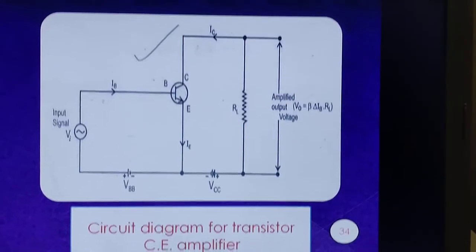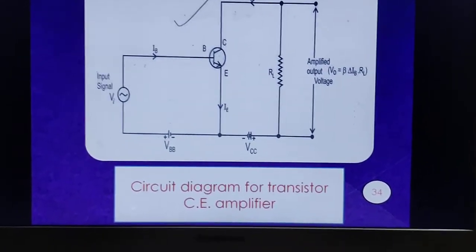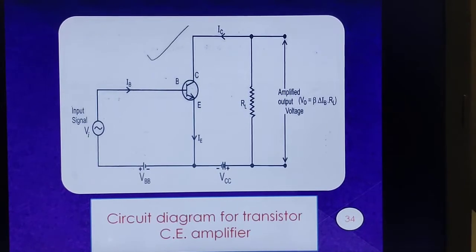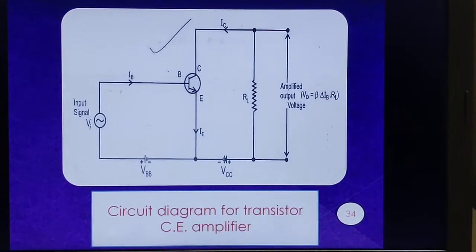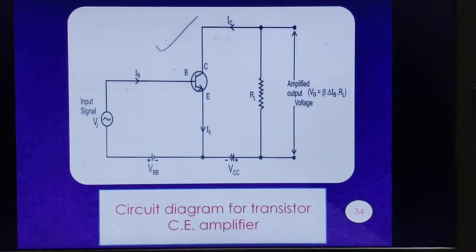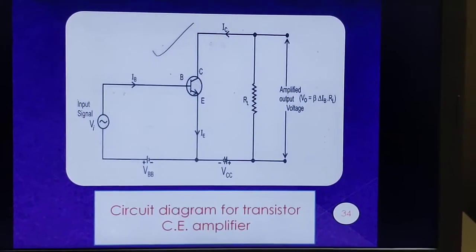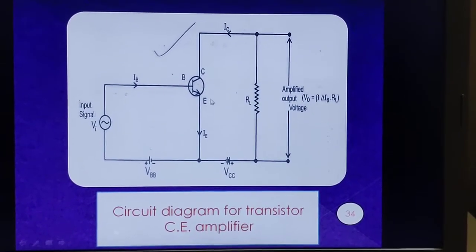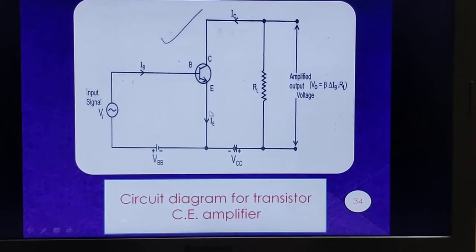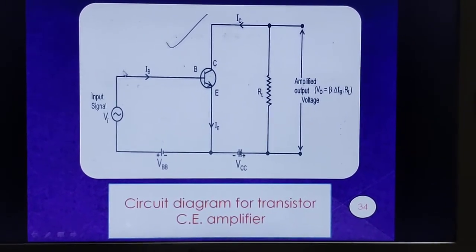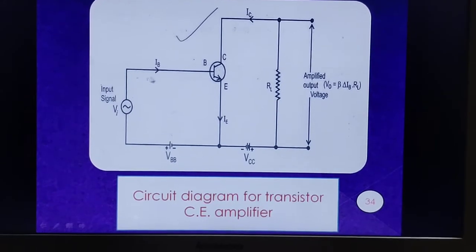Dear students, in this session we are going to study the circuit diagram for the transistor as a common emitter amplifier. We see the circuit diagram here, and the configuration of the NPN transistor in a common emitter mode is shown here. We see the emitter is grounded, and a very small base current is shown here.